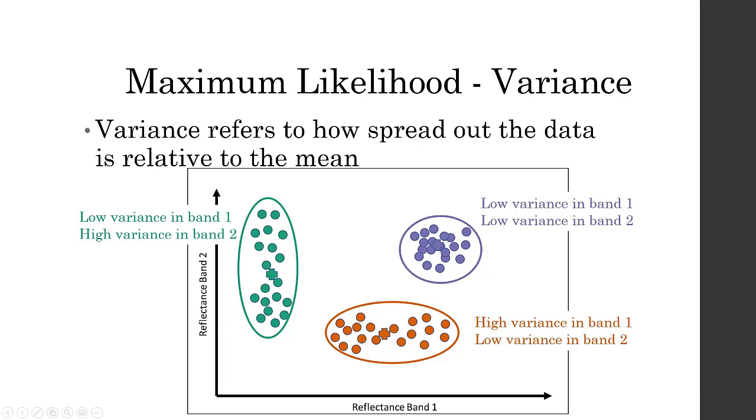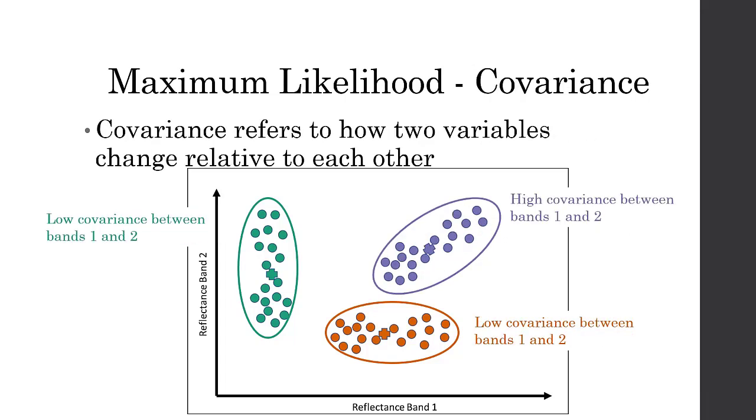So the second value that maximum likelihood uses is covariance. Covariance refers to how two variables change in relation to each other. So this really has to do with how they stretch along a diagonal line. Again, these are the same data sets. If we look at green again, we see that it has high variance in the y-axis, in band 2, but low variance in band 1. But another way to interpret that is that it doesn't really matter what band 2 is.